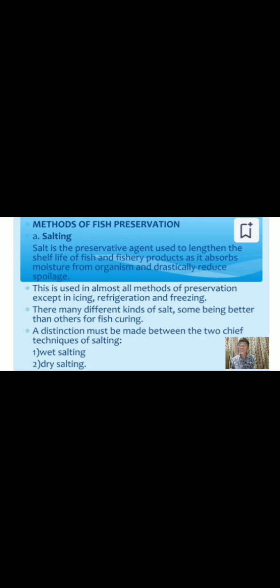So one of the simplest methods of fish preservation is salting, wherein this method uses salt. So it uses asin. This is used in almost all methods of preservation except in icing, refrigeration, and freezing. So if a refrigerator or ice is not available to you, the most convenient to use is salt.